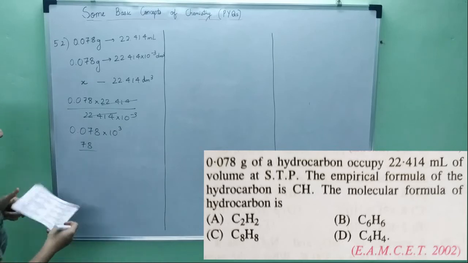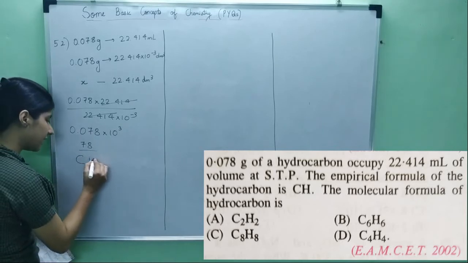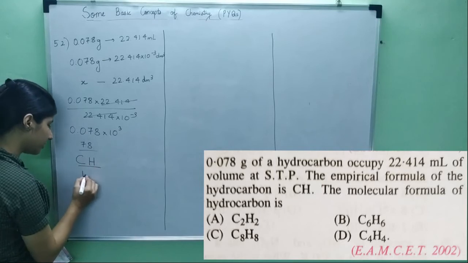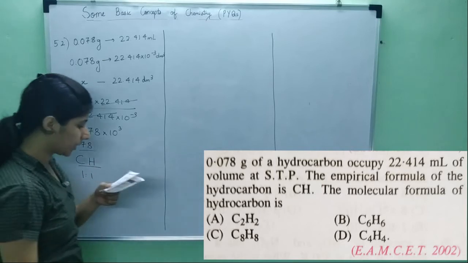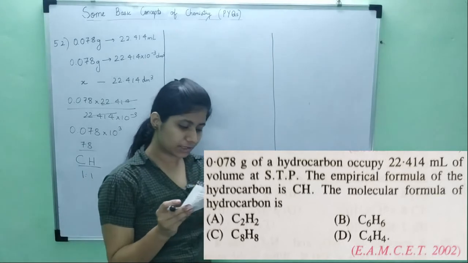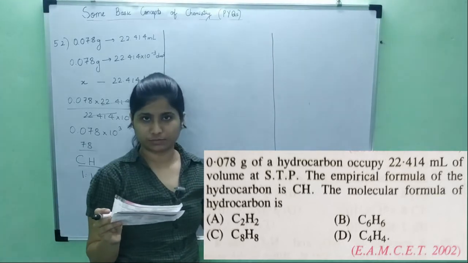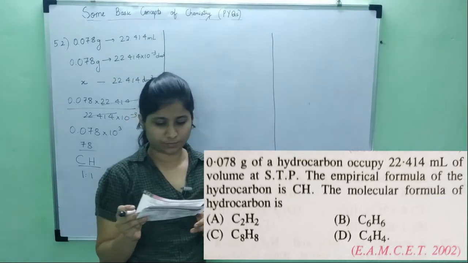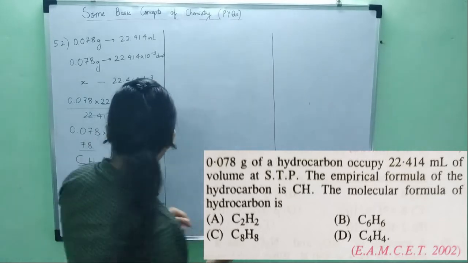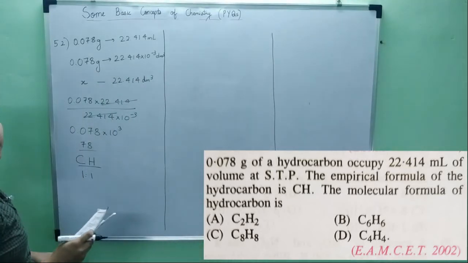And the empirical formula is also known, which is CH. The ratio of carbon to hydrogen is 1:1. Okay. Now if you see, the empirical formula is followed in all of them. All of them have a ratio of 1:1. Okay. So I have to find which of them has a molar mass of 78.